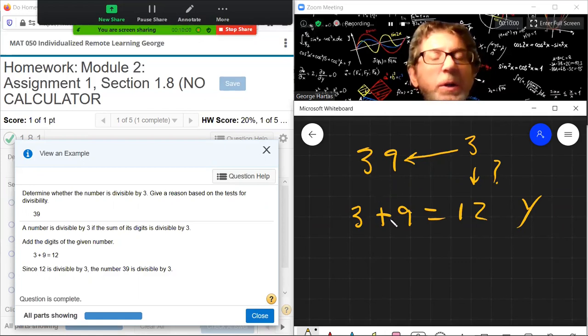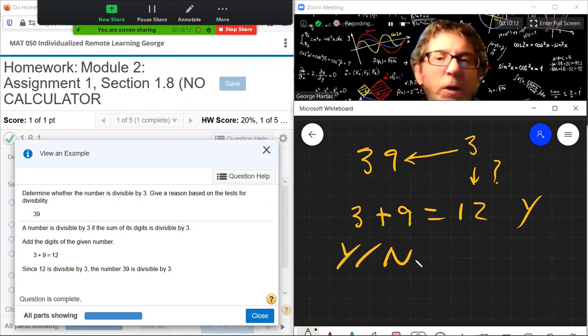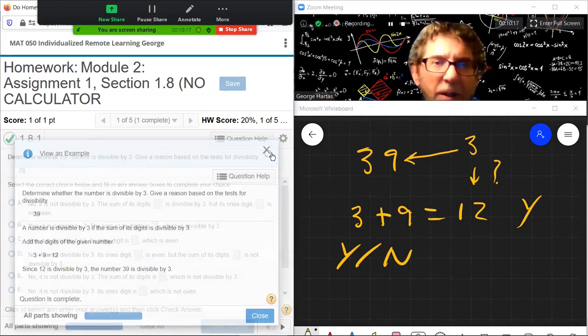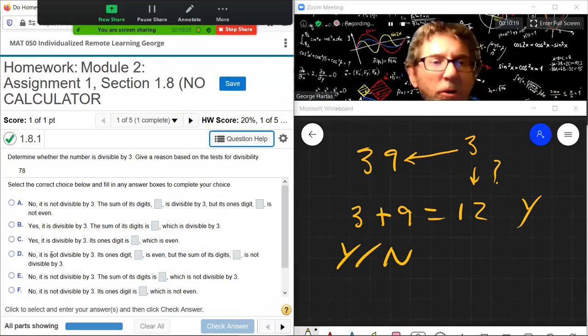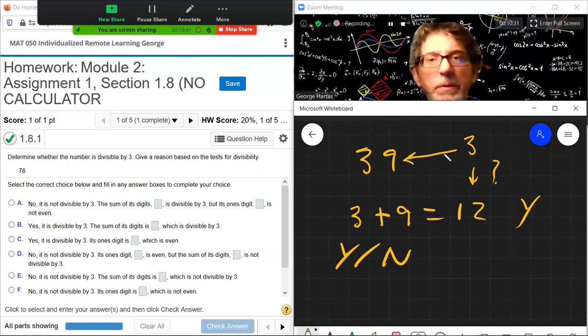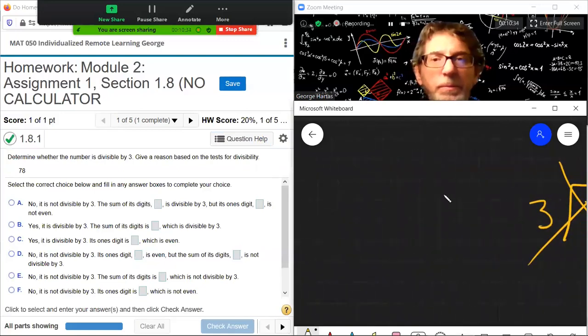So first thing we have to do is determine whether this number is divisible by 3. First, we have to determine, is it yes or is it no? And then look at all these choices. We have to determine which yes and which no. And to determine that, we have to know the rules of divisibility. All right, so here we go. Here's the problem.